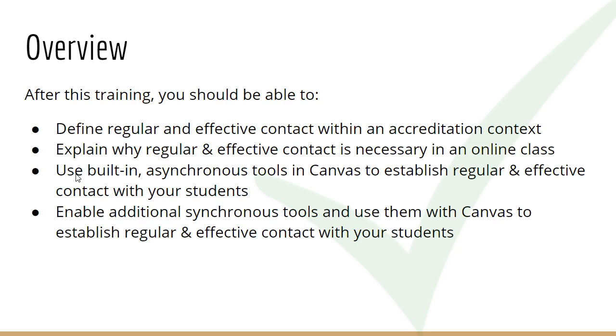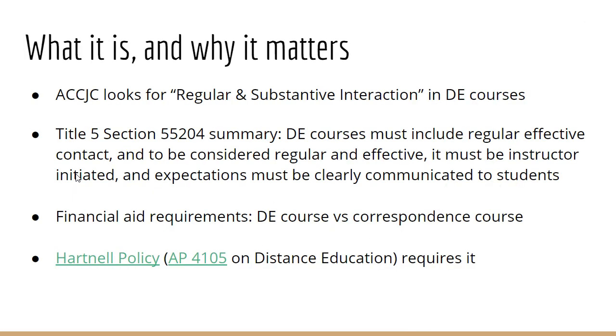So let's start with a definition. Regular and effective contact is referred to as regular and substantive interaction by the ACCJC Accreditation Agency and the Department of Education. This interaction is what the accreditation team looks for in online and hybrid courses. Specifically, they're looking for discussion board interaction and announcements and other means of communicating with your students.